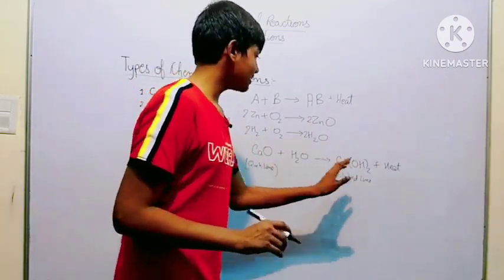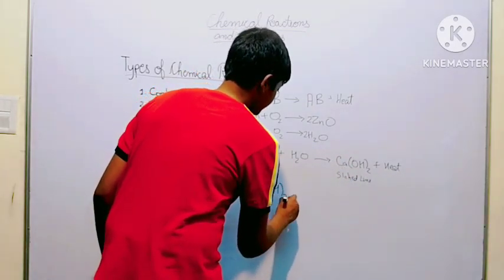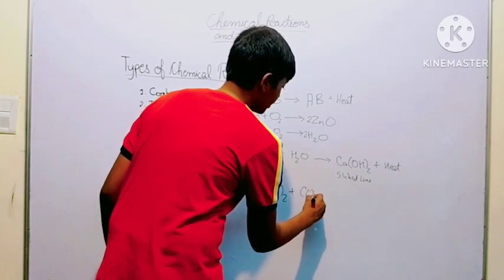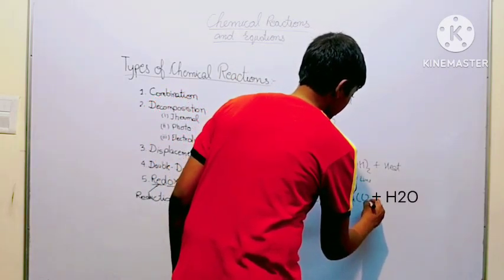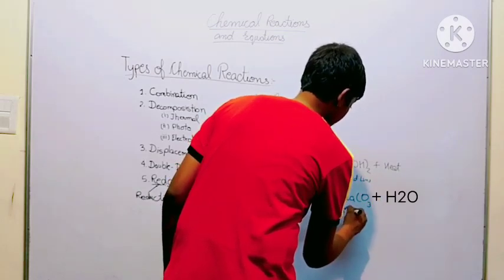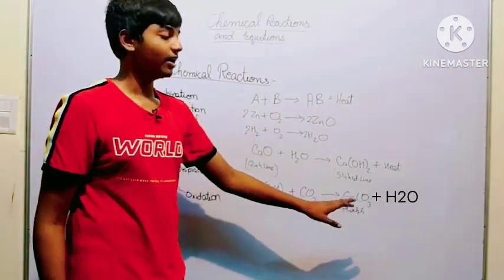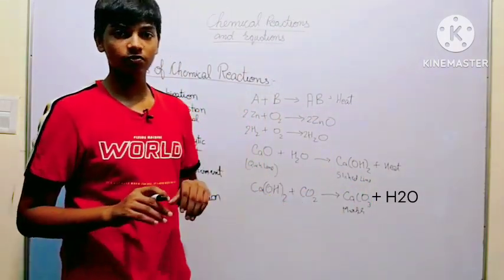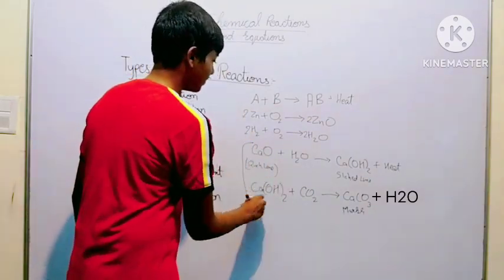Now this slaked lime, Ca(OH)2, when it reacts with atmospheric carbon dioxide, forms calcium carbonate. This calcium carbonate is also called marble, the same marble which you see in the house, which is very white and solid material. So this reaction is very important.